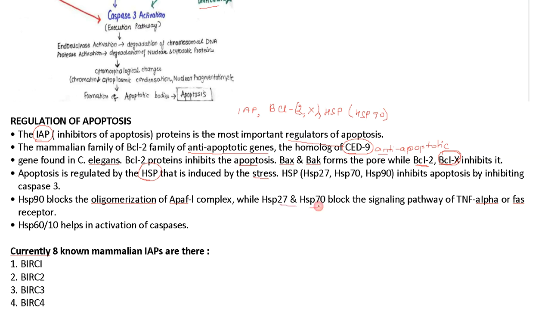HSP27 and 70 block the signaling pathway of TNF alpha or FAS receptor. So HSP90 blocks APAF1, and HSP27 and 70 block TNF alpha or FAS. That means HSP27 and 70 are inhibiting the extrinsic pathway, and HSP90 is inhibiting the intrinsic pathway. HSP60 and 10 help in activation of caspases. So some are inhibitors, some are activators.